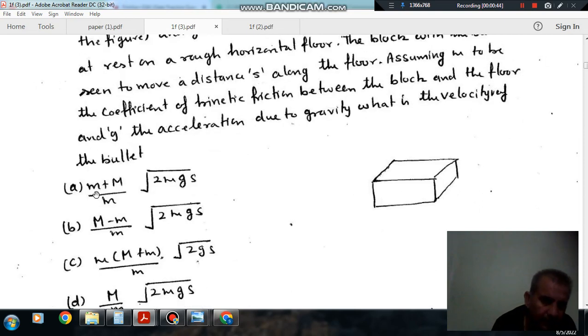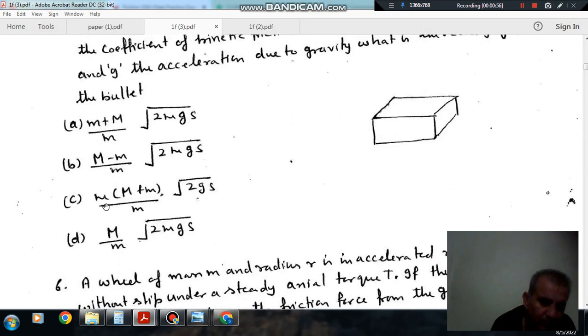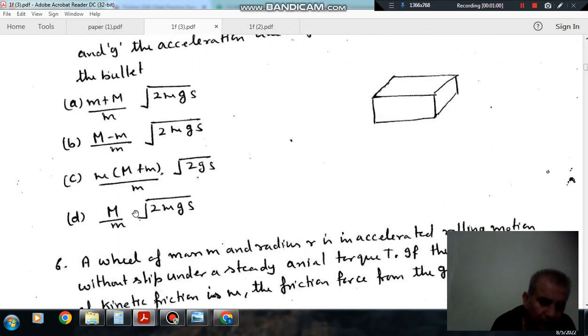Option A, (m plus capital M) by small m, root 2 mu g s. Option B, (M minus m) by m, root 2 mu g s. Option C, mu (M plus m) by m, root 2 g s. Option D, M by m, 2 mu g s.